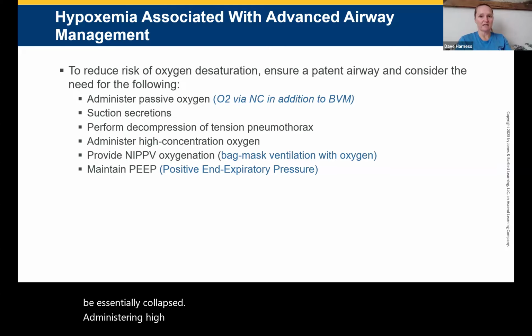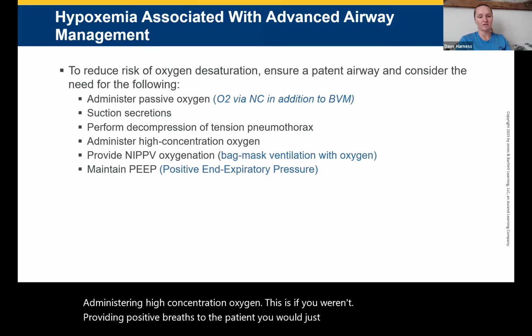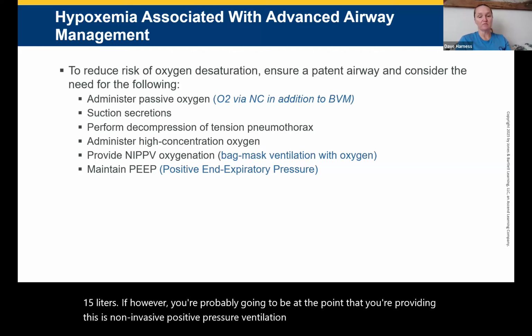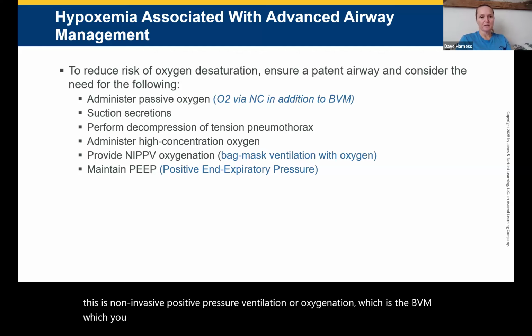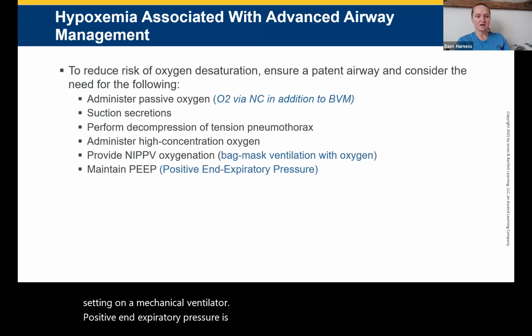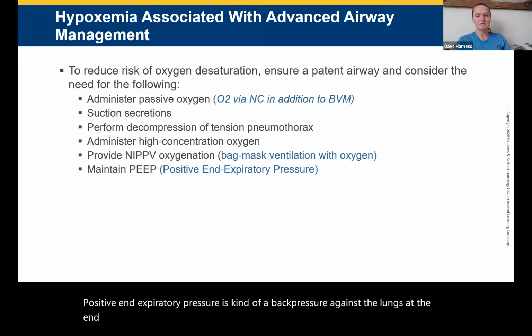Administering high concentration oxygen: if you weren't providing positive breaths to the patient, you would just put on a non-rebreather with 15 liters. If, however, you're at the point of providing non-invasive positive pressure ventilation or oxygenation, which is the BVM, you would have that connected to 15 liters. And then you maintain PEEP, which you do by applying a PEEP valve, which will be a new device for us. It's also a setting on a mechanical ventilator. Positive end expiratory pressure is a kind of back pressure against the lungs at the end of the breath out that helps keep the alveoli expanded so that they're more functional.